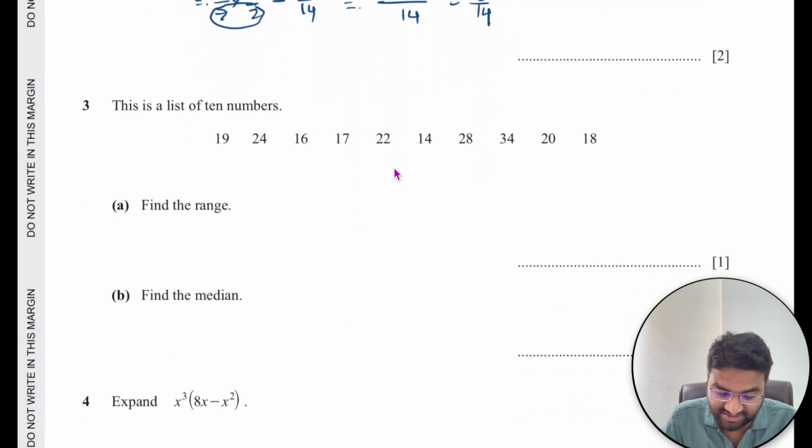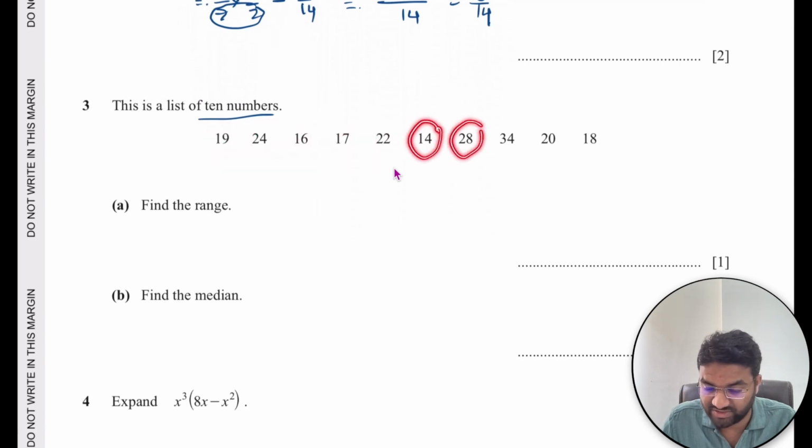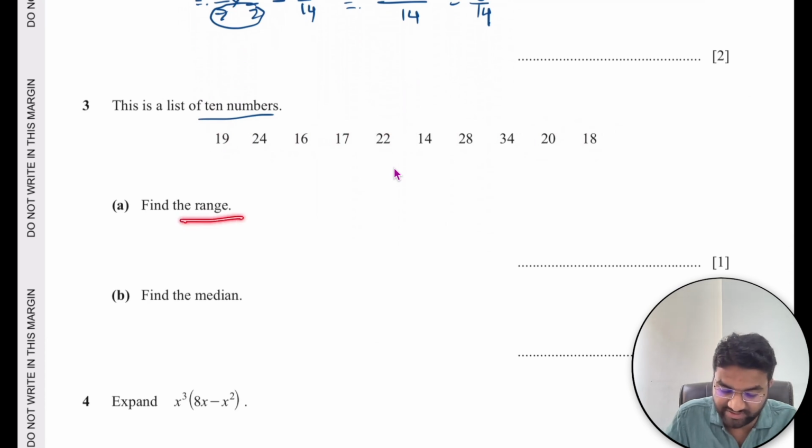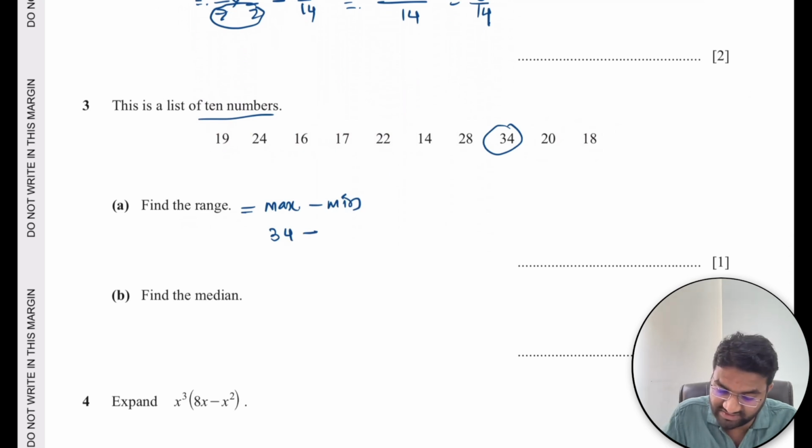Then next, the list of 10 numbers is given here: 19, 24, 16, 17, 22, 14, 28, 34, 20 and 18. We have to find the range. Range is basically maximum minus minimum. So what's the maximum value we have here? This is 34, minus 14, which is the lowest one. It means we will get the range 20. That's it.